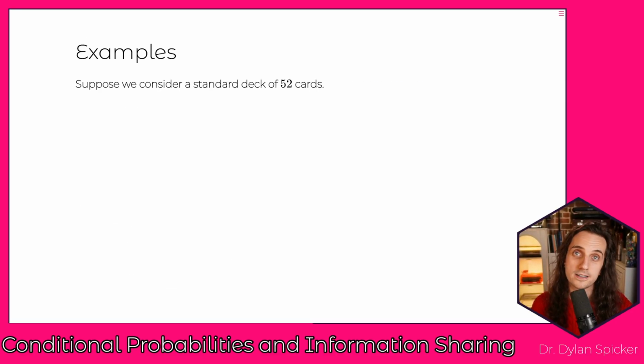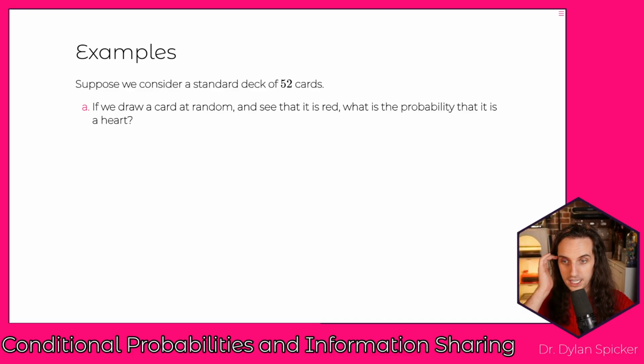Now suppose that we consider a standard deck of 52 cards. If we draw a card at random and see that it is red, what is the probability that it is also a heart? Okay, and so here we can either think about doing this intuitively or we can do this out directly, right? So if I picked out this card and I'm looking at it and I tell you it's a red card, what's the probability it's a heart? Well, half of the cards that are red are hearts and half of the cards that are red are diamonds. And so we know that that probability has to be 1/2.